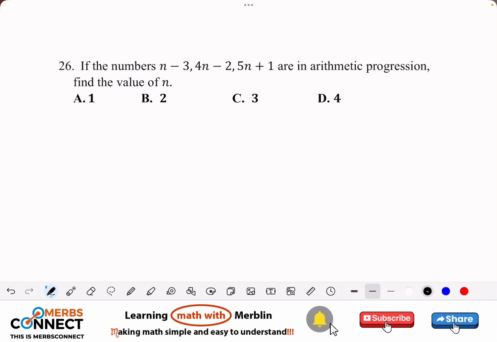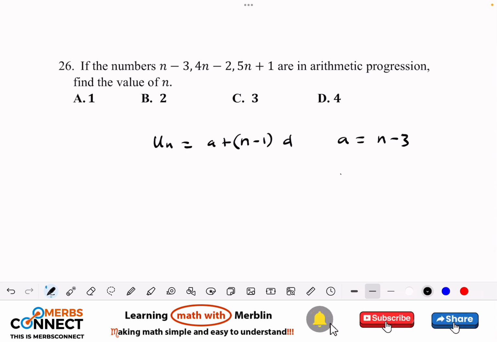So what we need to know is that un is equal to a plus n minus 1 d. And we are in the arithmetic progression, right? So the first term is a, which is n minus 3. Is that right? So that will be the first term.